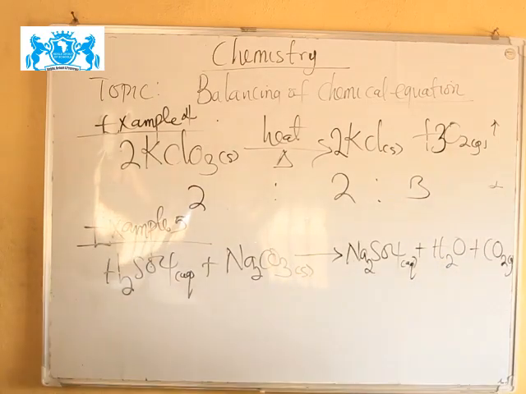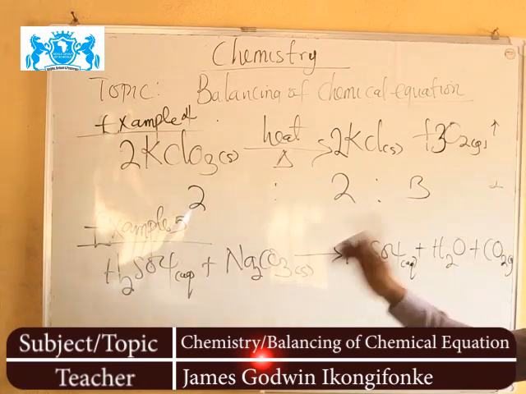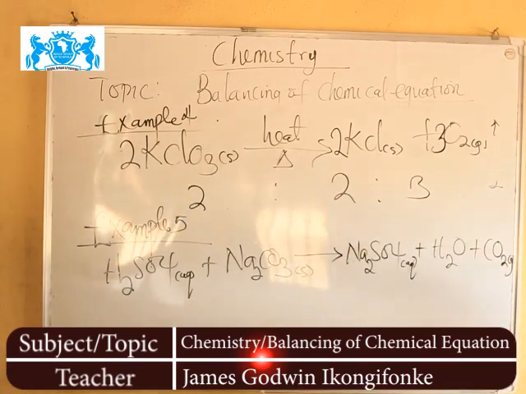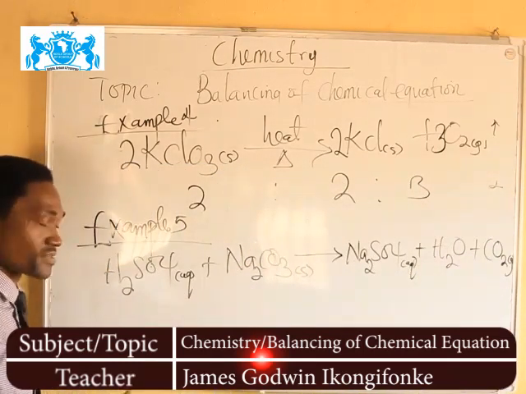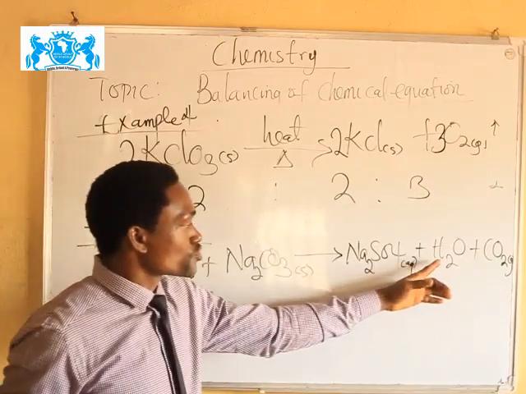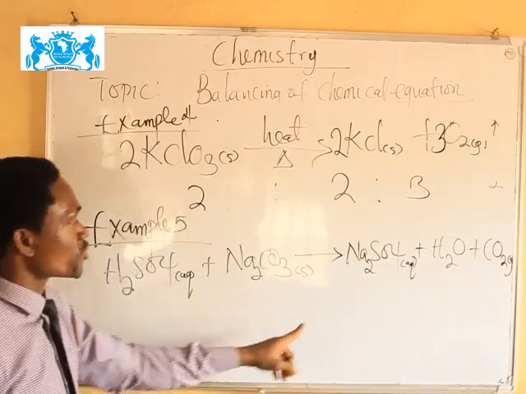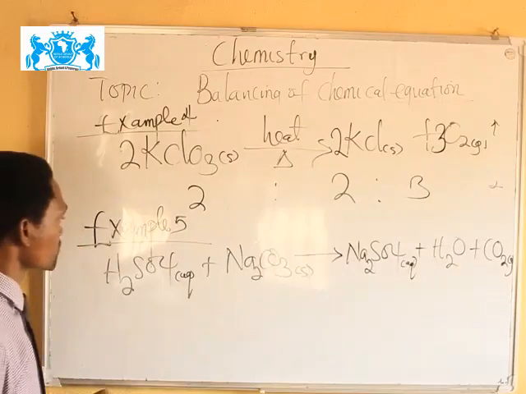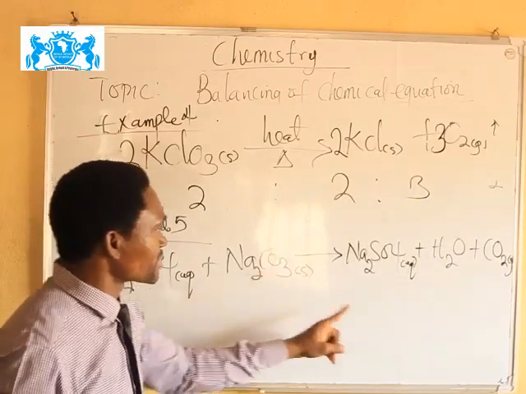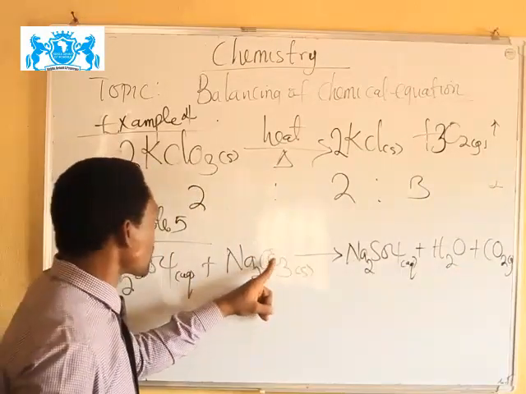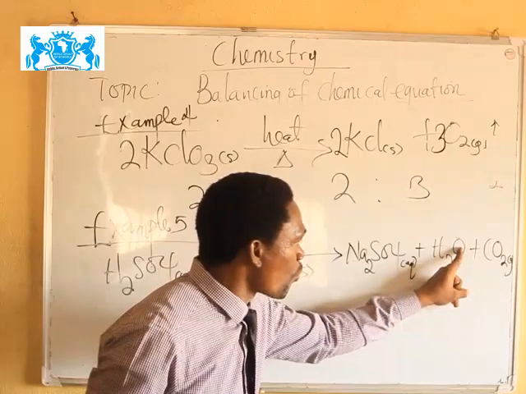Now, looking at this equation, remember the principle governing the balance of chemical equations. The total number of atoms on the reactant side must balance with what you have on the product side. Let's check if it is balanced. 2 hydrogen on this side, 2 hydrogen on this side. Hydrogen is okay. SO4 1 on this side, SO4 1 on this side, it is balanced. Sodium 2 atoms here, sodium 2 atoms here, balanced. Carbon 1, carbon is okay. Oxygen total on this side is 3. Oxygen here is 1 plus 2, 3.